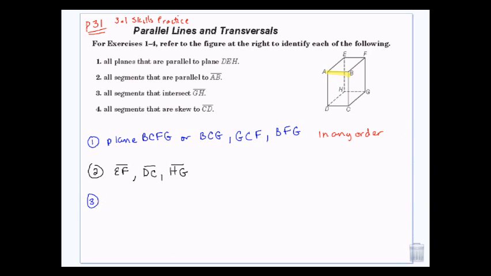Number 3, we're looking at all segments that intersect GH. So here's GH. Ooh, ugly color. Let's not do that. Let's do red. There's GH. And we want everything that intersects GH. So we want everything that touches GH. Oh, F, G, and E, G, H. Uh-huh. What about D, H, and C, G? Yes. So we have EH, FG, DH, and CG. Or GC. Like I said, the order doesn't matter.